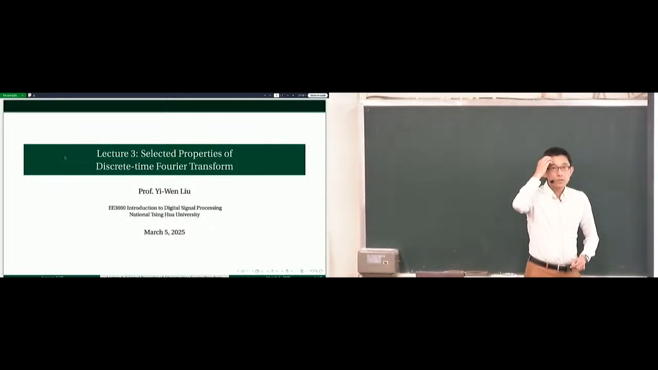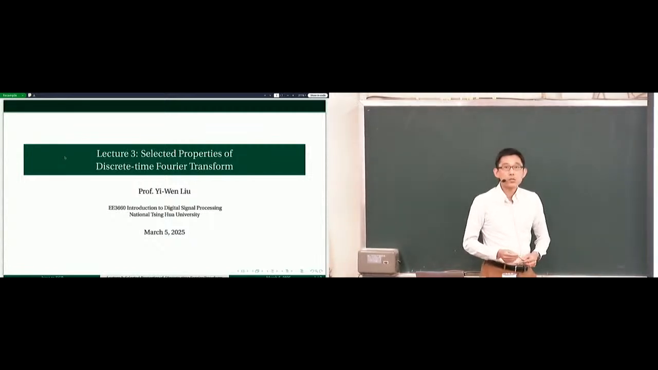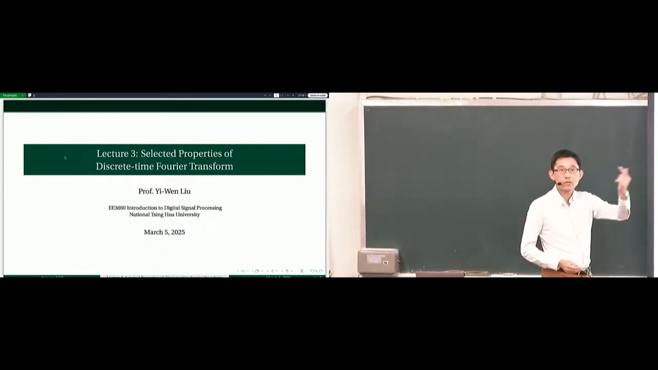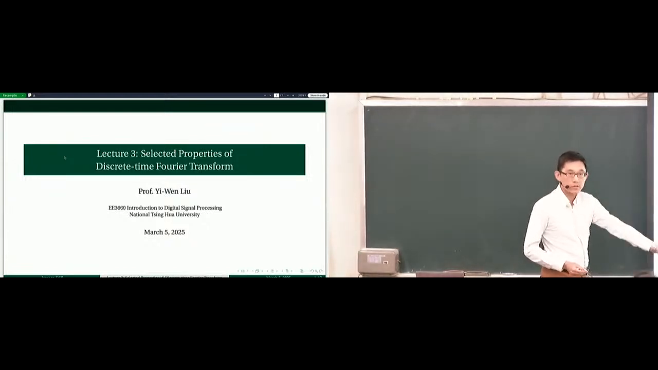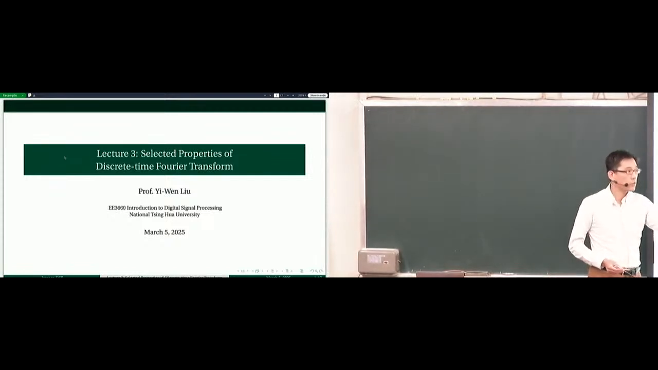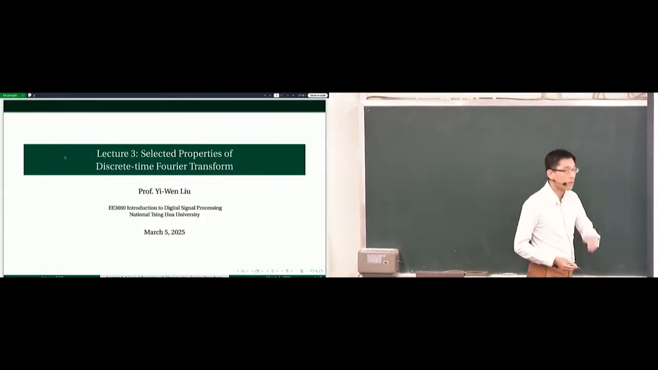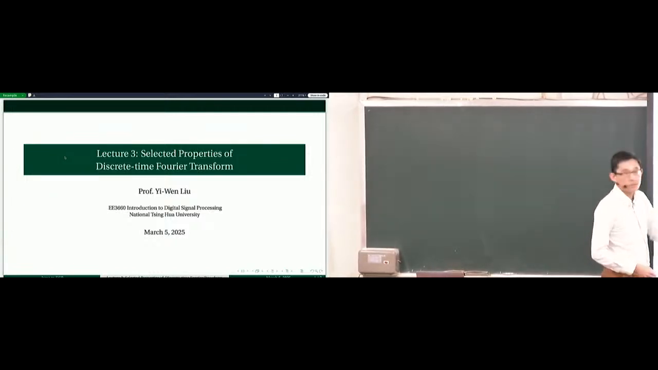In that discussion session for homework number 1, you got a chance to deal with both the forward transform and the inverse transform. Forward transform is from time to frequency, inverse is from frequency back to time. This is a version of the Fourier transform that was defined on discrete time sequences.